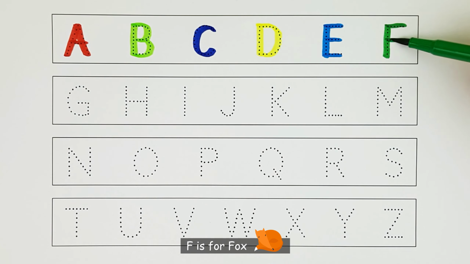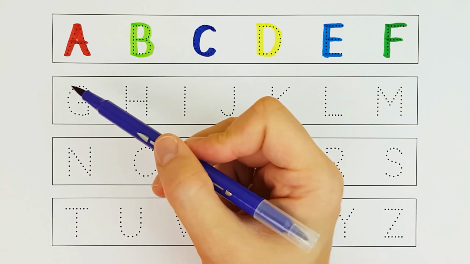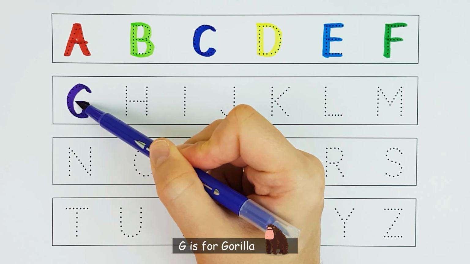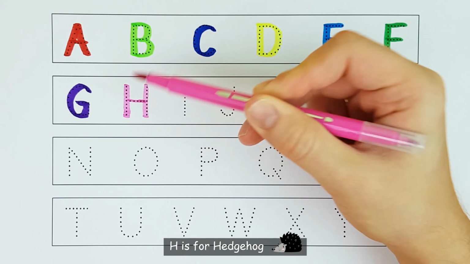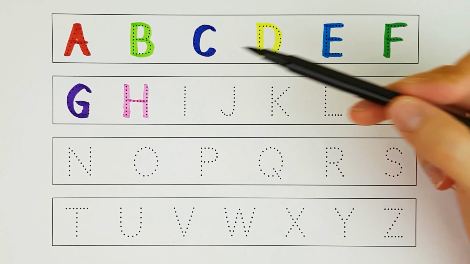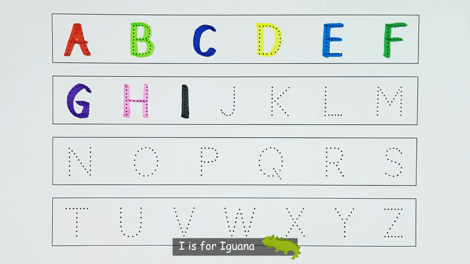F is for fox. G is for gorilla. H is for hedgehog. I is for iguana.